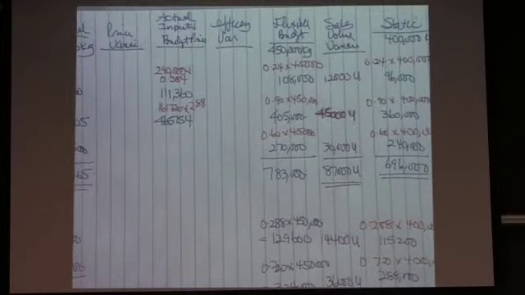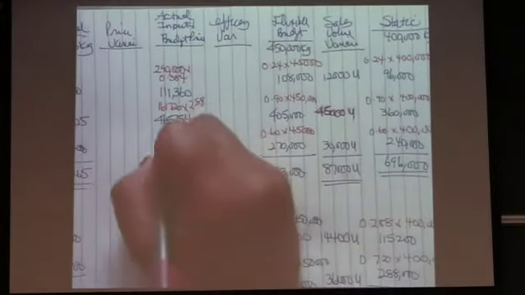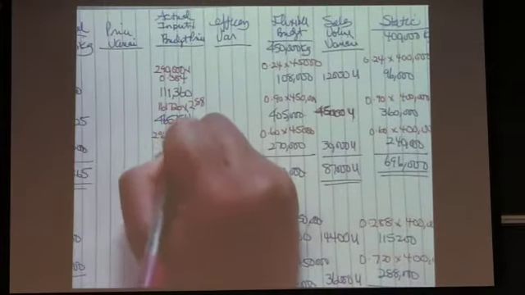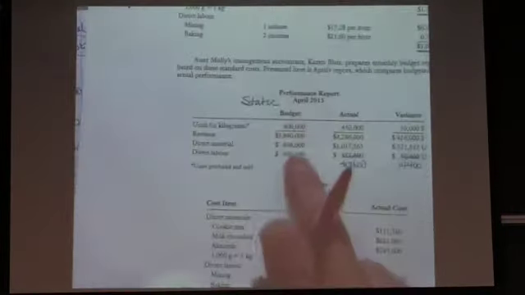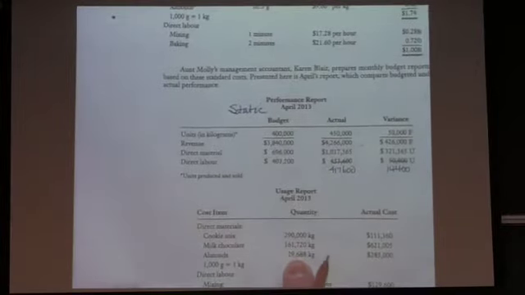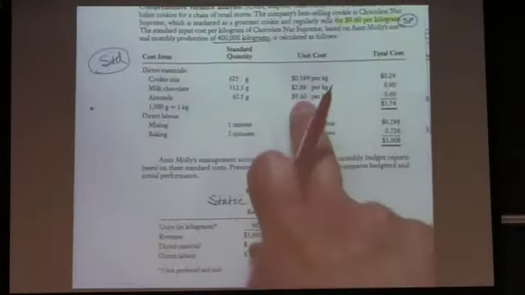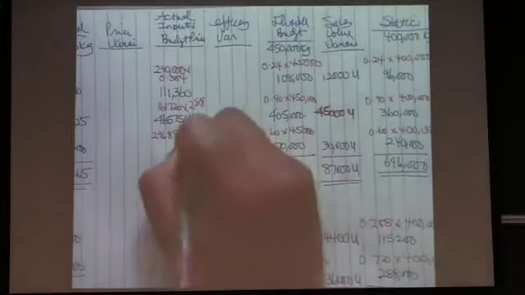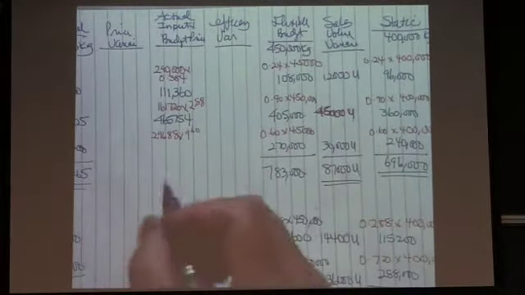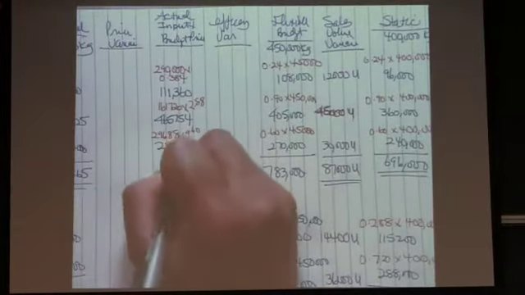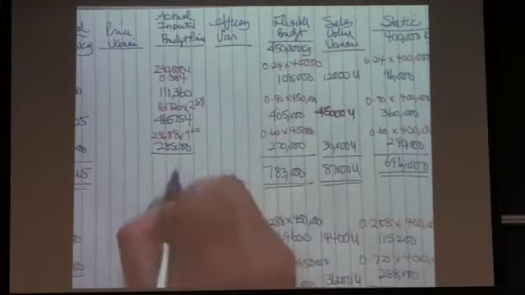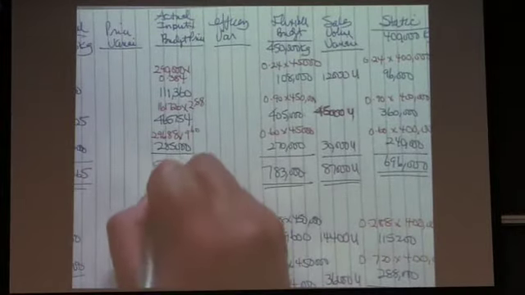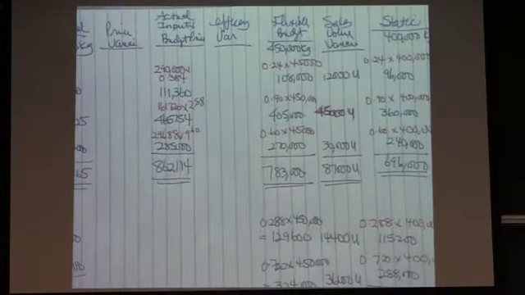Next, what about almonds? How many kilograms of almonds did I use? I used 29,688 kilograms times the price per kilogram of $9.60. So I used 29,688 kilograms actual usage times $9.60. So the total is 862,114.